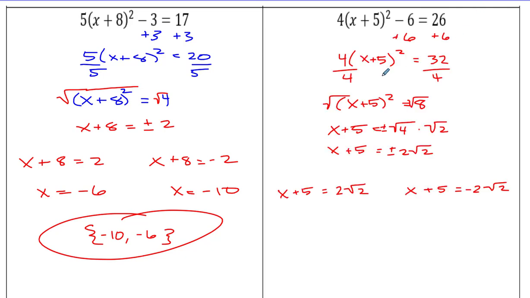Okay, let's see what you got. You probably should have added the 6 to both sides. That'll get you the 4 times x plus 5 squared equals 32. We divide both sides by 4. We get x plus 5 squared equals 8. Now we can't take a perfect square root, so that breaks us down to radical 4 times radical 2. And we have the x plus 5 on one side. Take it a step further, I get x plus 5 equals plus or minus 2 rad 2, okay?